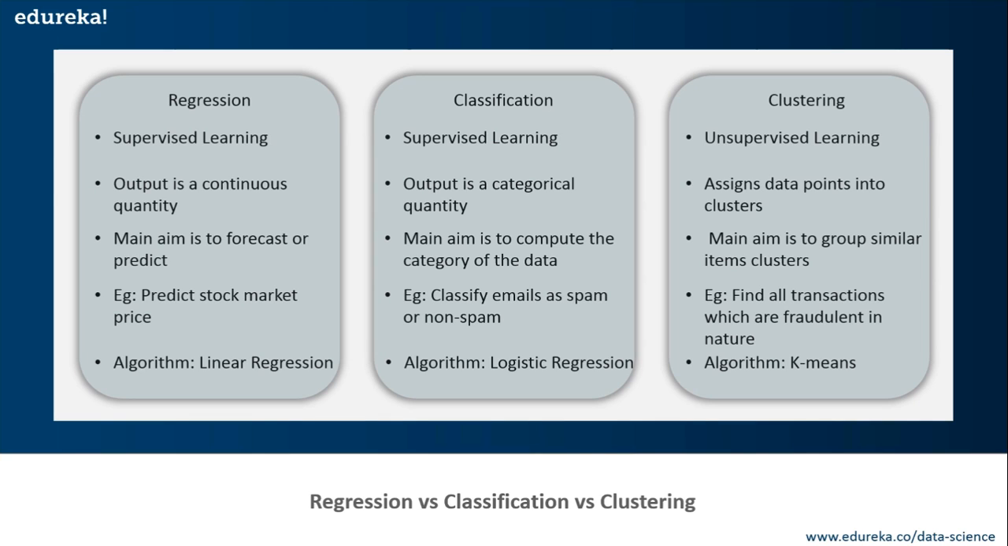Classification, on the other hand, the output is always a categorical value. Okay, so classifying emails into two classes, that is spam and non-spam, is a classification problem that can be solved by using supervised learning classification algorithms like support vector machines, naive Bayes, logistic regression, and k-nearest neighbor.